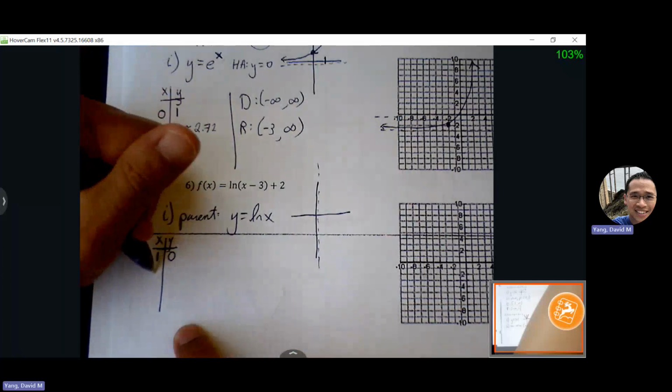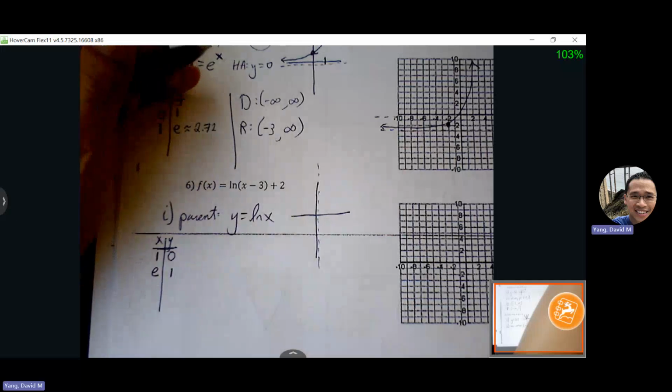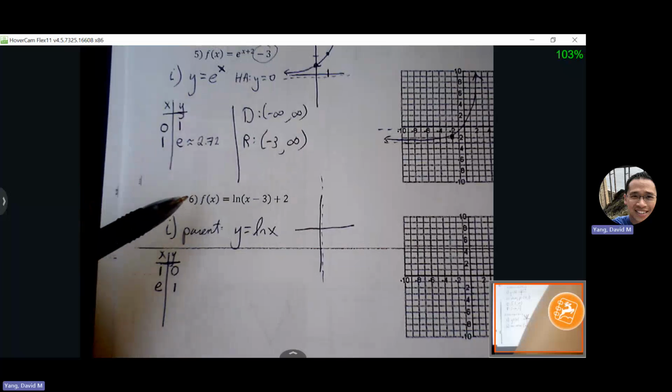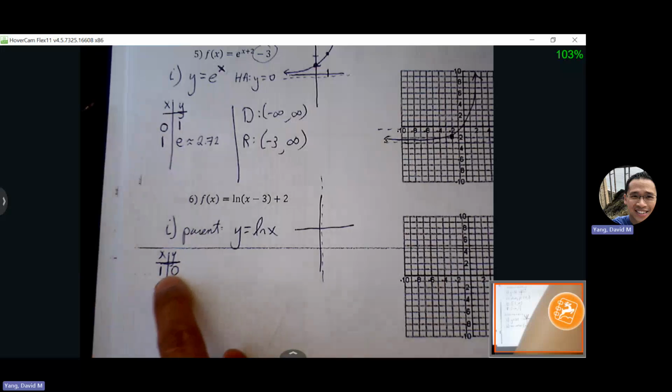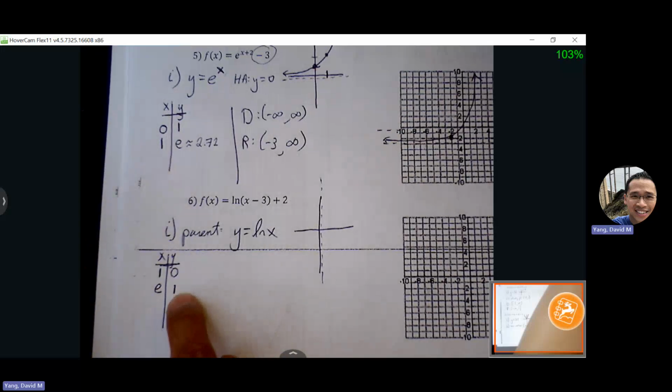Natural log of e is always going to be 1. So e is around 2.7. We talked about how exponentials and logs are inverses of each other, so it makes sense that all these ordered pairs flip-flop. There's a (0, 1) for e to the x, so there must be a (1, 0) on natural log. If there's a (1, e) on e to the x, there must be (e, 1).